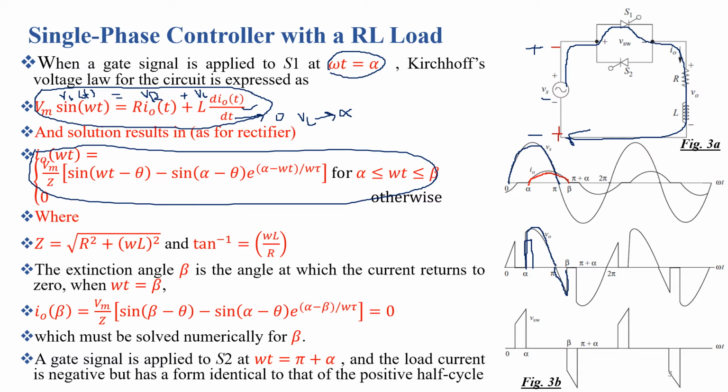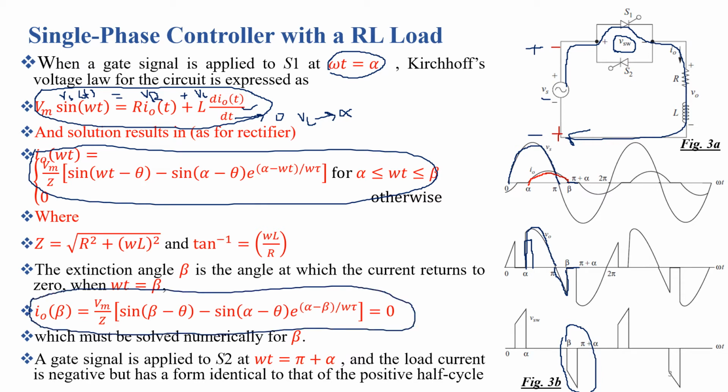At omega t equal to beta, the thyristor S1 is turned off, and from beta to pi plus alpha, both thyristors are off. We get zero output voltage and zero current, and VSW, the voltage across both thyristors, is equal to this, with both thyristors in blocking mode. Beta is the extinction angle at which the current returns to zero, and we can solve it numerically by using this relationship.